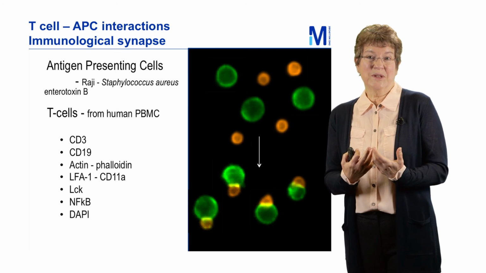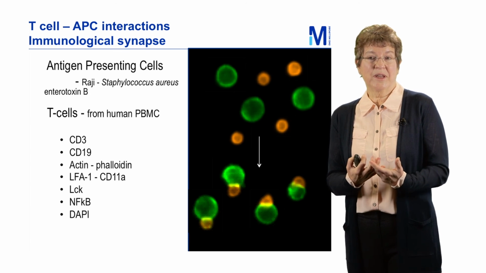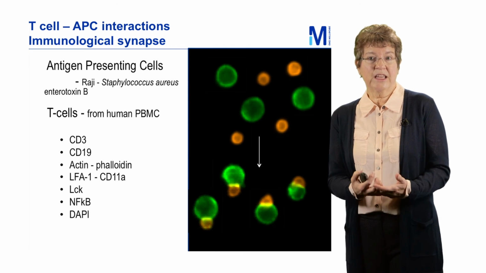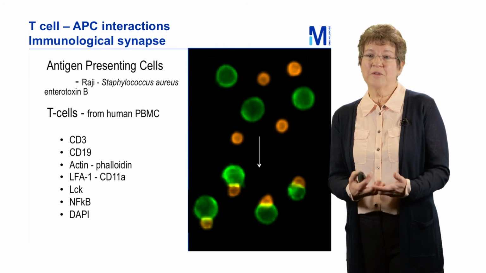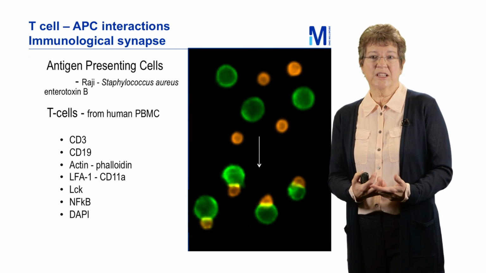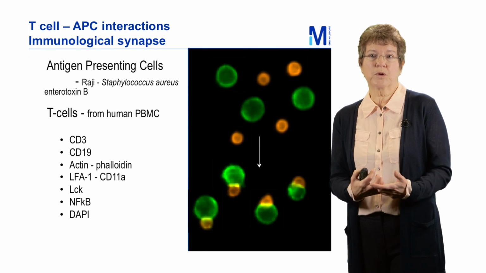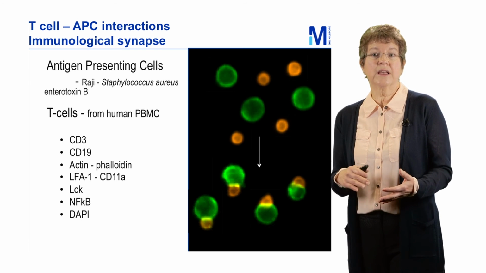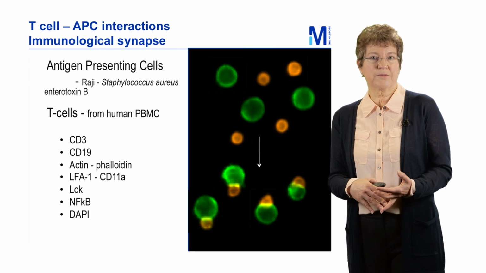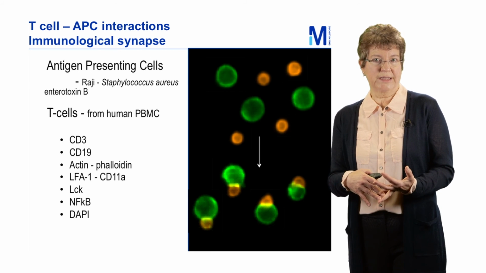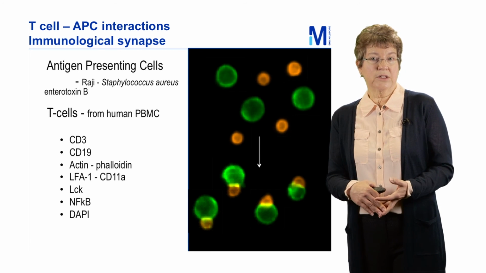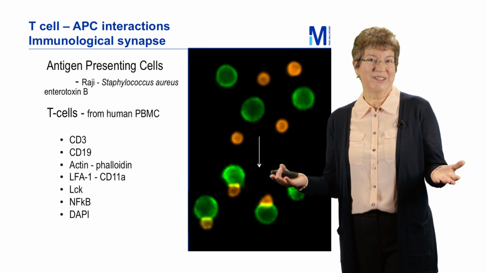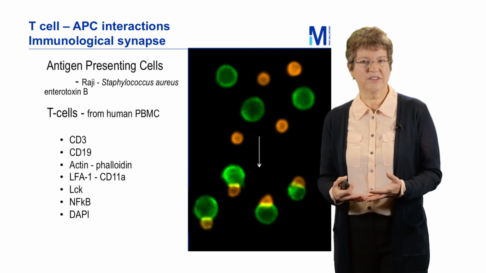What we did here was we took those antigen-presenting cells and we incubated them with the enterotoxin, mixed them with the T cells, and incubated them together. And then fix and stain, and I won't go through those details, but the stains that we used for this were CD3 to identify the T cells, and that's this orange cells here, CD19 to identify the antigen-presenting cell, and phalloidin to look at the reorganization of the actin filaments.